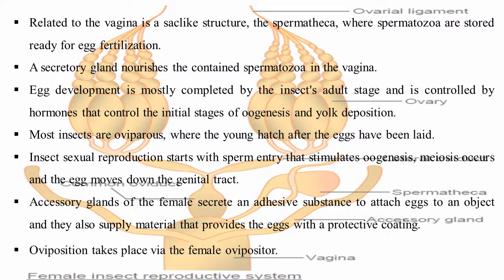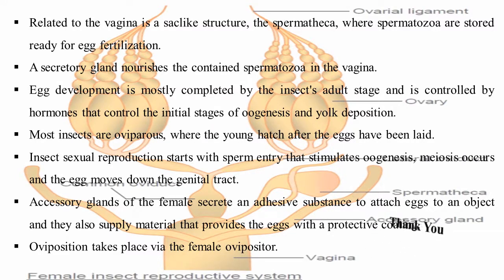The last point is that oviposition takes place via the female ovipositor.